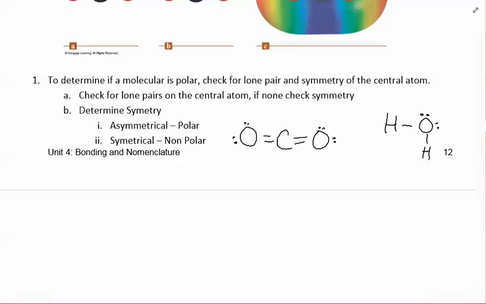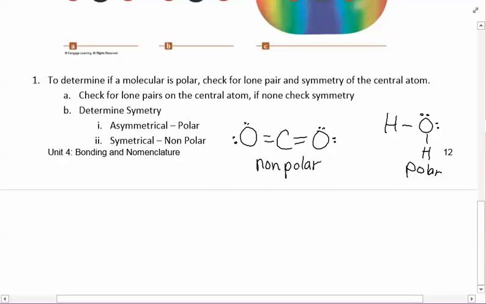So right away with step A, I would be able to determine that water is polar and carbon dioxide is nonpolar, or excuse me, by looking at whether there are lone pairs on the central atom. Symmetry is kind of the backup. If it is asymmetrical, it's going to be polar, and symmetrical is nonpolar. And I'm going to show you a few examples of this.